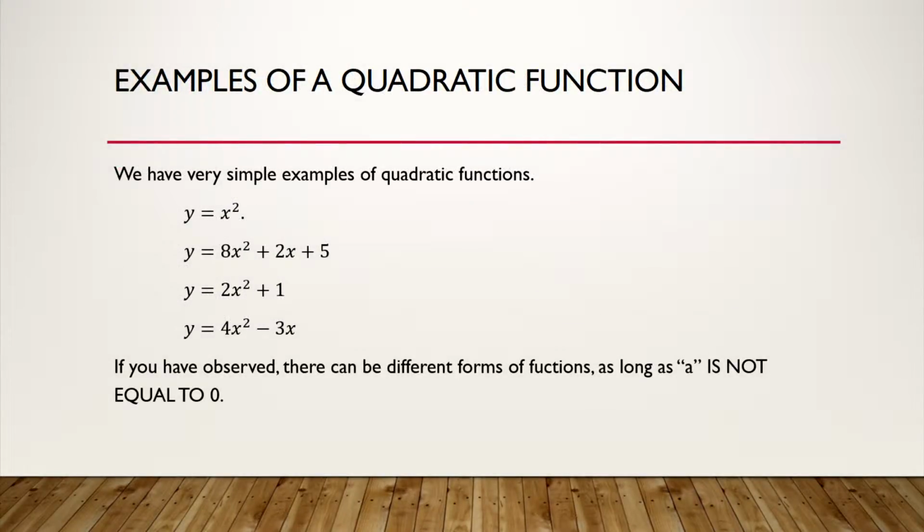To generate a quadratic function, one must only follow the definition given in the slide before. Examples are y = 8x² + 2x + 5, y = 2x² + 1, and the last, y = 4x² − 3x. And the simplest of all, y = x². As you can see, there are different forms as long as a is not equal to 0.